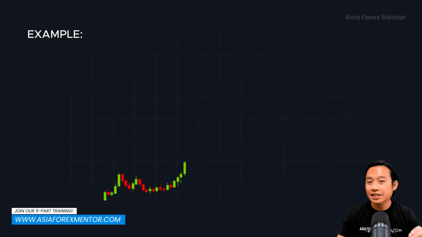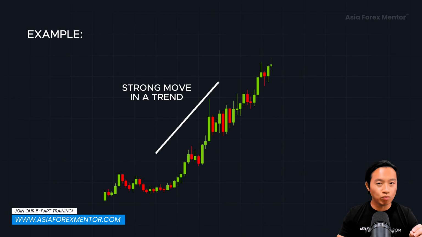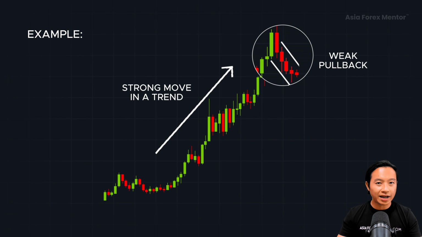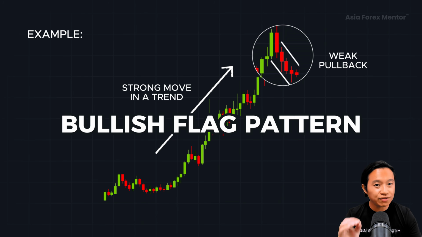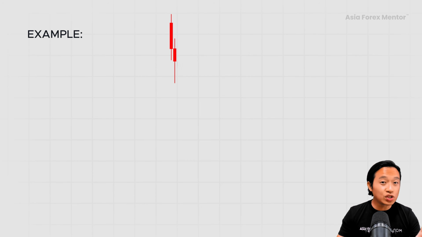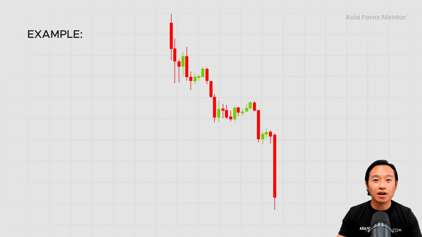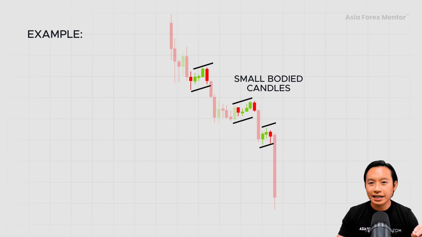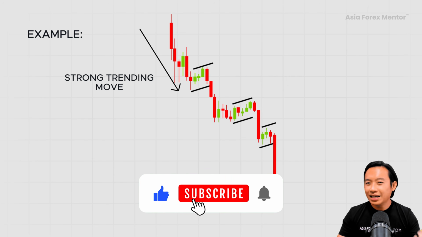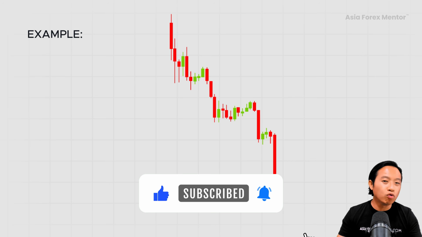So here's an example. As you see over here, this is a strong trending move, right? Followed by this weak pullback. So this one over here is what I would consider a bullish flag pattern. Small body candles, meaning a very weak pullback. So this is also another example of a flag pattern, small body candles. And then you have this strong trending move just before this weak pullback occurs.